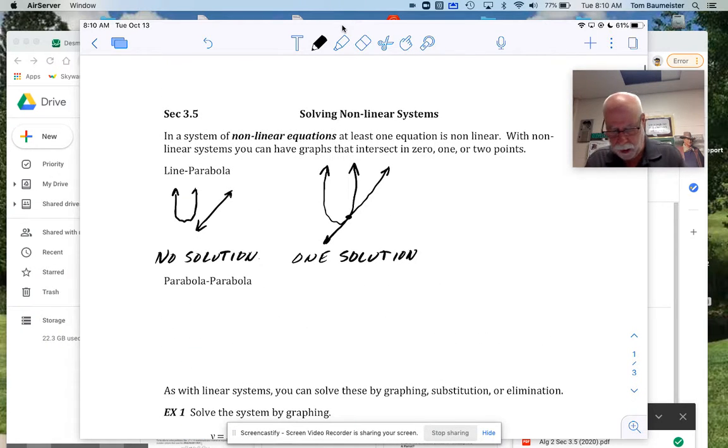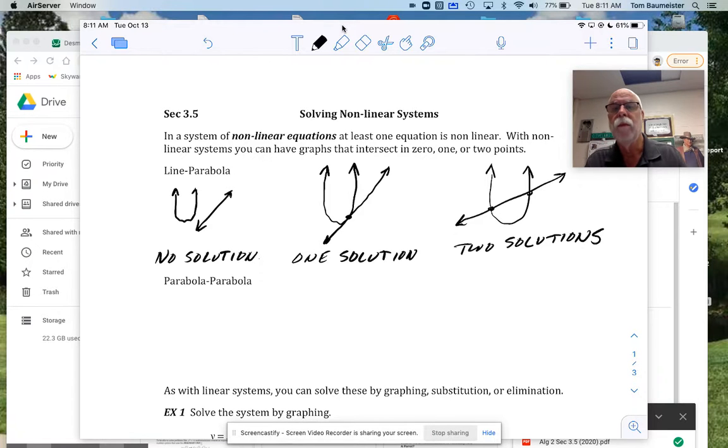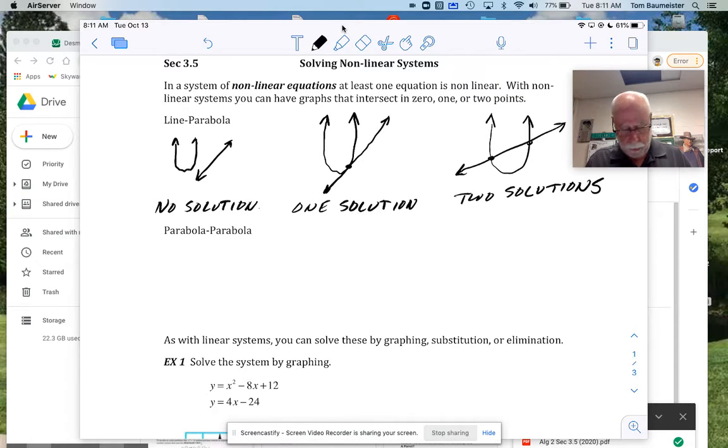And then our two solutions would be, again, here's our parabola, and our line goes through it at least twice. So here we would have two solutions. All right, and if you think about it, there's really no possible way to get three solutions with a line and a parabola.